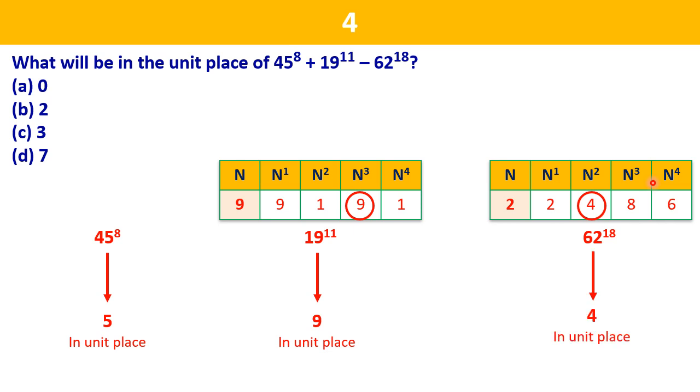So in the unit place of the first number 5 will come, in the unit place of the second number 9 will come, and in the unit place of the third number 4 will appear. So if we do 5 plus 9 minus 4, because the first two numbers are added and the third number gets subtracted, we get 0 in the unit place.